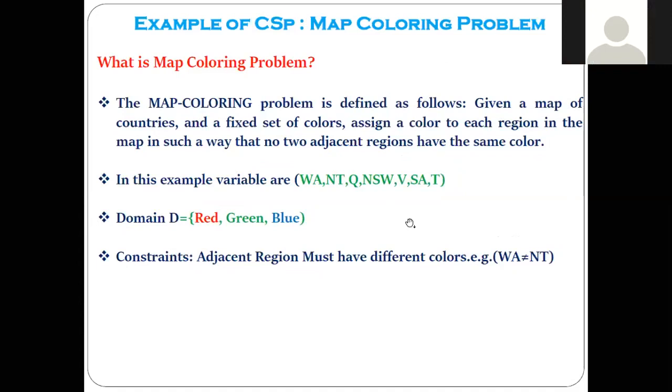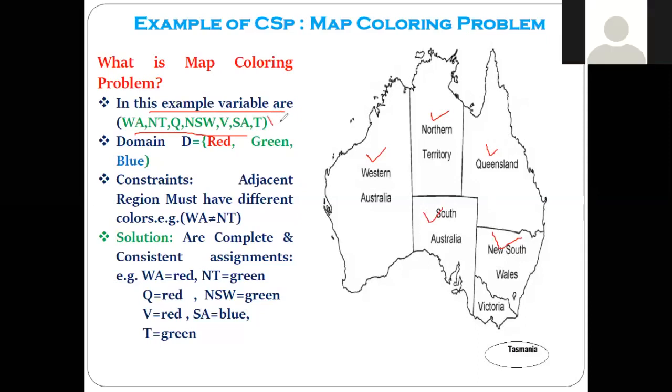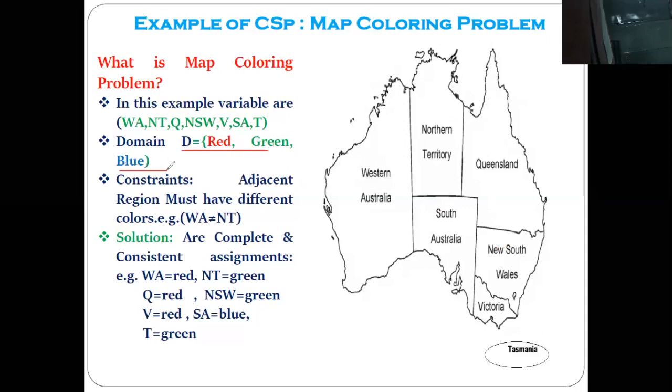Okay. Now here a sample solution we have given. In this example, we have the variables like WA, as I told you, it is the name given to a certain region of the country Australia. So WA stands for Western Australia, then Northern Territory as NT, Queensland as Q, NSW as New South Wales, SA for South Australia, and T for Tasmania. So these are the regions we have to color, and the values given as part of the domain are nothing but red, green, blue, and the constraint given is that adjacent regions must have different colors.